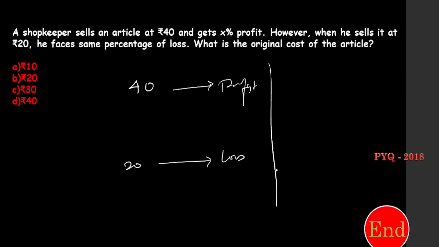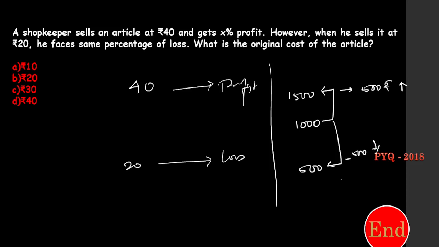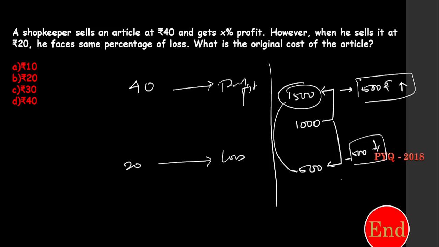In this kind of question we need to understand one thing: if I bought a mobile phone for 1,000 rupees, and if I sell it for 1,500, I will get 500 rupees profit. And if I sell the same mobile for 500 rupees, I will get the same 500 rupees loss. That means if profit and loss are the same, the cost price will be the middle of these two values. If I sell it for 1,500, 500 rupees profit. If I sell it for 500, 500 rupees loss. So profit and loss are the same, which means my cost price will be the middle of that.